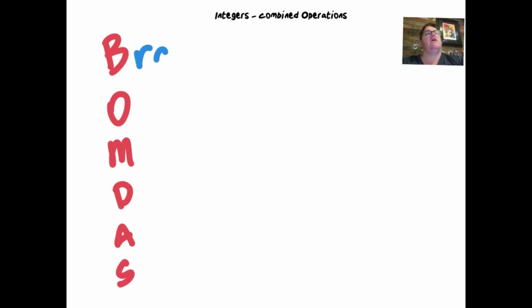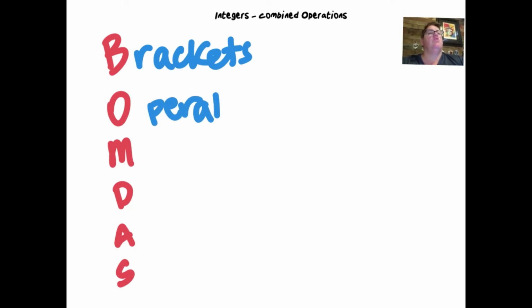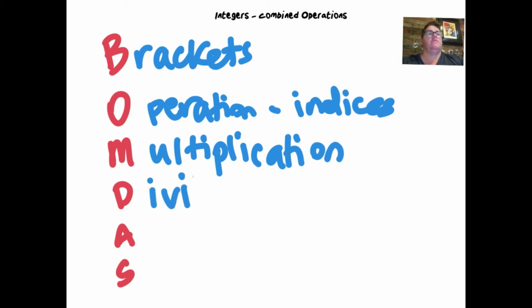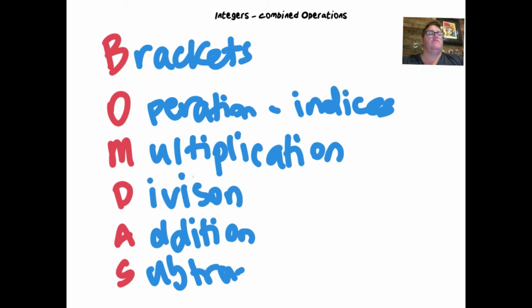So it is brackets first, then our operation, or you may have heard it as indices. Okay, so they're the powers. Multiplication is next. Then we have division, addition, and then lastly subtraction. So when we're given an equation, we follow through those things.